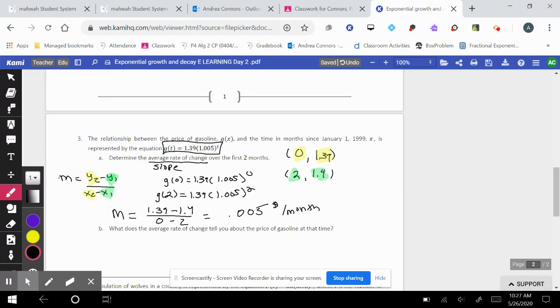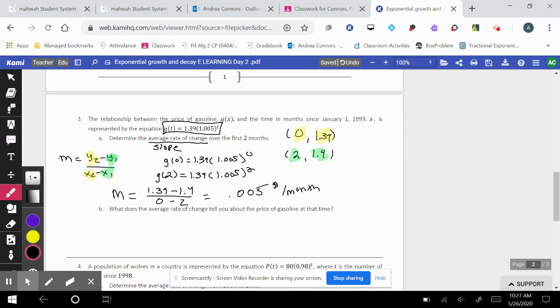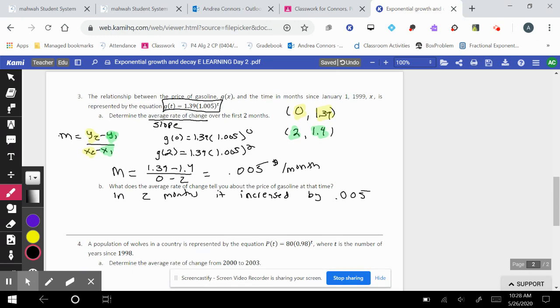So what does the average rate of change tell you about the price of gasoline? In 2 months, it increased by a little less than a penny. So not super big, but over time that's only been 2 months, so it would grow exponentially faster.